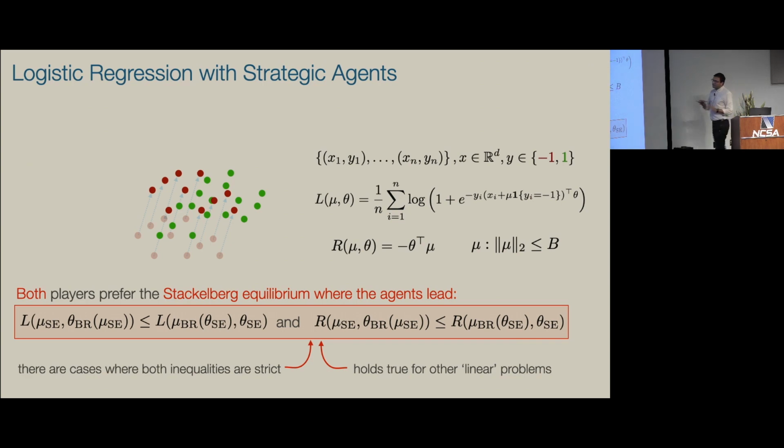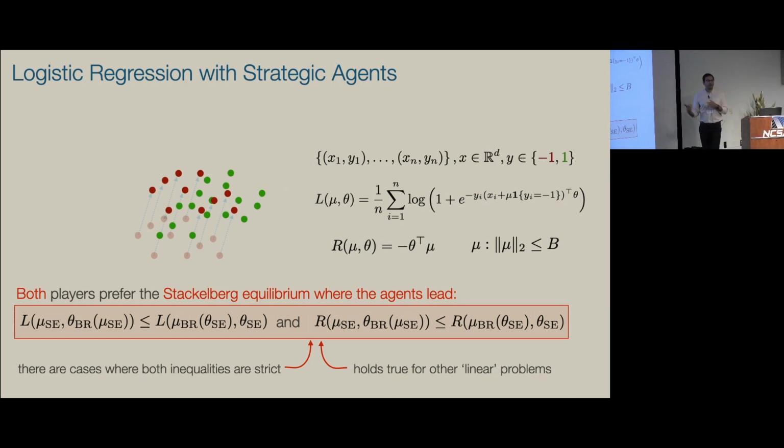And what's interesting is that in this context, both players actually prefer the Stackelberg equilibrium where the agents are leading, which is, again, the one that's flipped compared to the rest of the strategic classification literature. So both players get lower loss at this Stackelberg equilibrium where the learner is following, or the decision maker is following. There are cases where both inequalities are strict, and we can show that this is true for other kinds of linear learning problems, like linear regression.